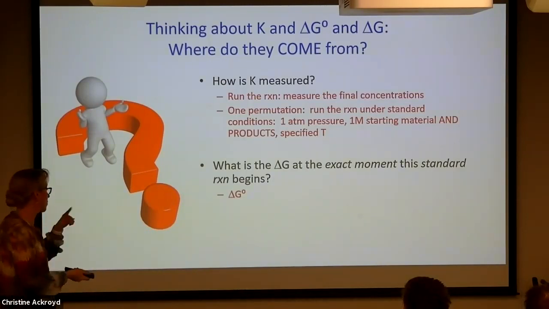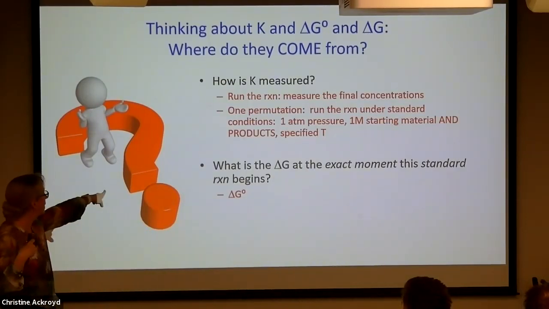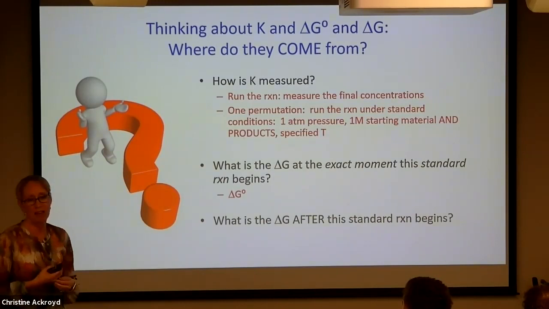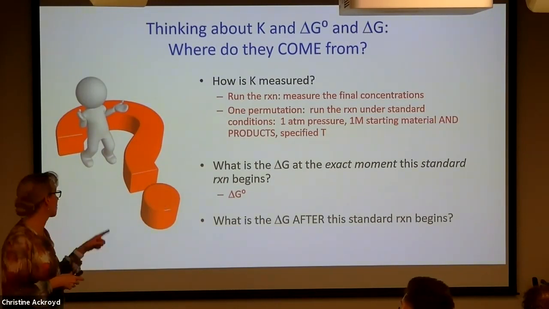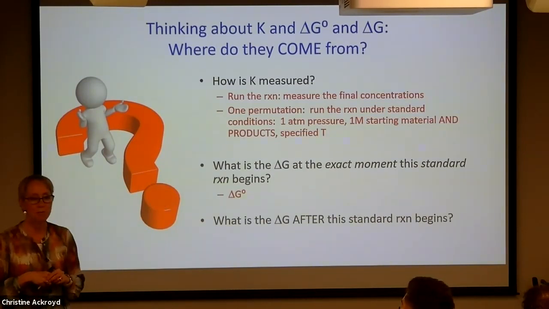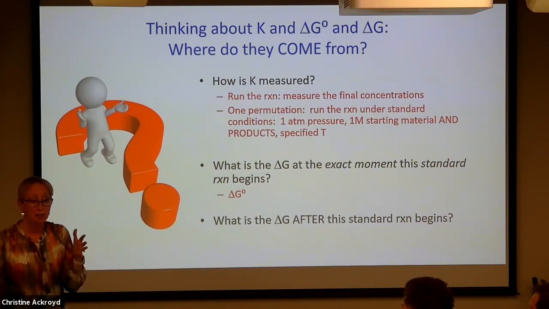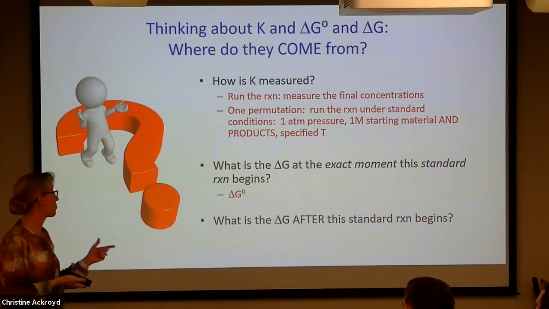Okay, we'll go back to that. So the standard reaction, the moment it begins, the delta G is the delta G naught. After the reaction begins and proceeds towards equilibrium, do we have delta G naught anymore? We don't, because what happens to delta G as a reaction progresses? It changes as it moves towards equilibrium, right?